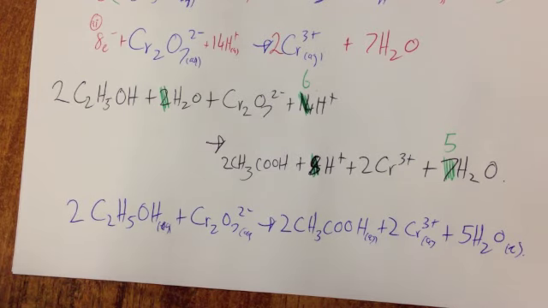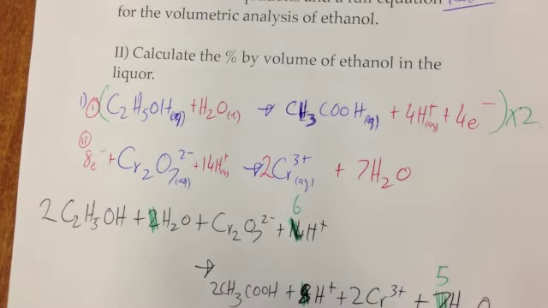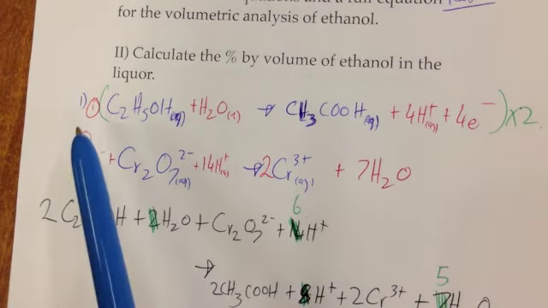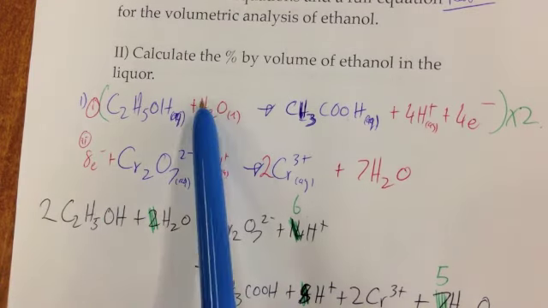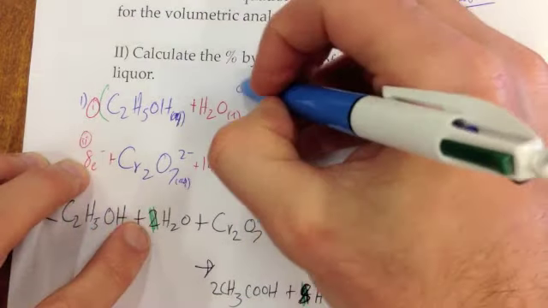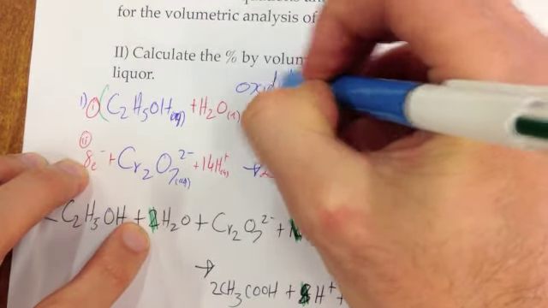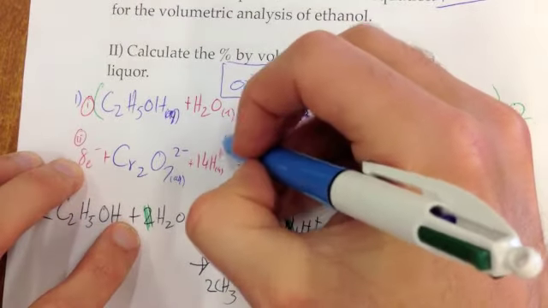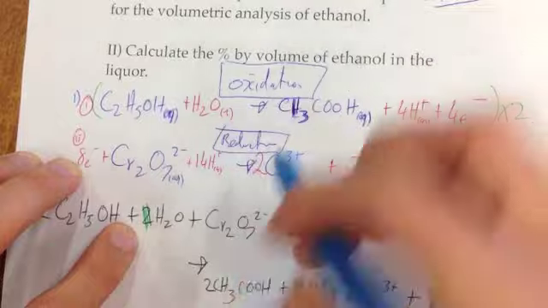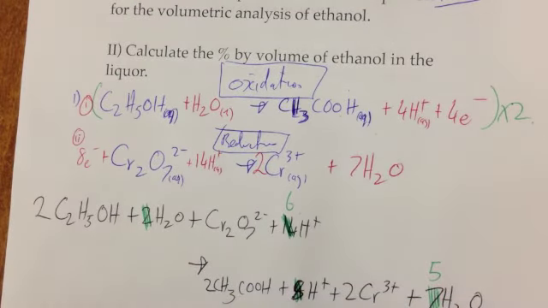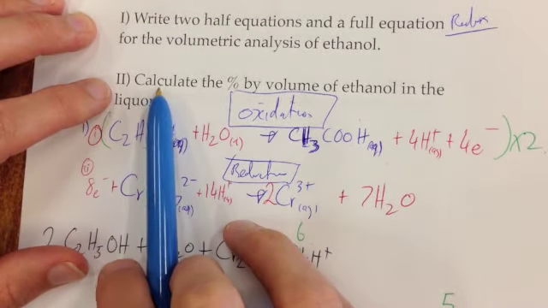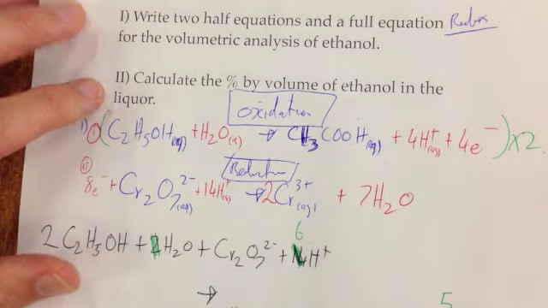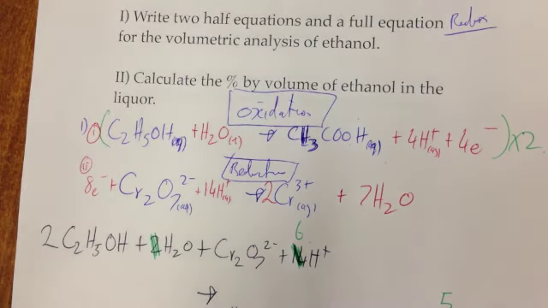That's the first part of it, writing our half equations. While I've got you here, let's just look at which one's going to be oxidation, which one's reduction. Believe it or not, I've lost an electron, that's oxidation, so electrons are on the right. Electrons are on the right here in our first one, so this is our oxidation half equation, and this must be our reduction half equation. What we need to do now is calculate the percentage by volume of ethanol. So I'll quickly get onto this.